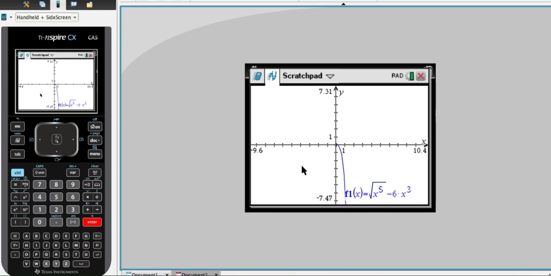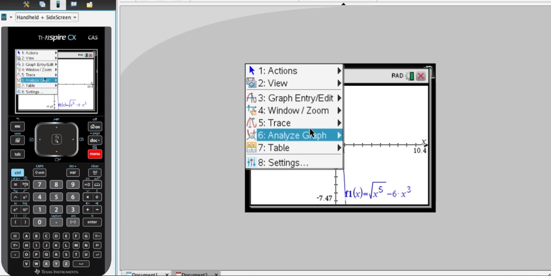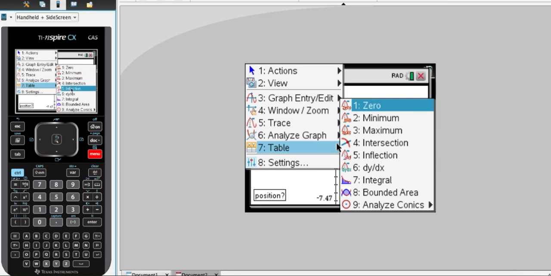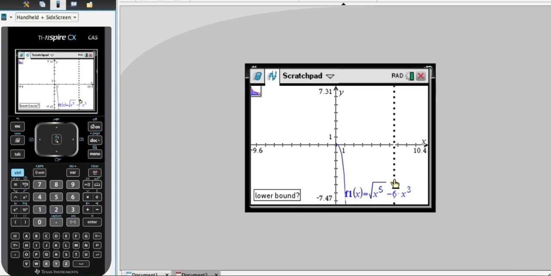And then to find the area under the curve from positive 2 to 5, we go to menu, and then analyze graph, and then integral right here. It's asking for the lower bound, so we'll put 2 and then press enter. And then it asks for the upper bound, so we'll put 5 and press enter. So this gives us negative 837, which is just the answer the scratchpad calculator gave us, rounded to the nearest one.